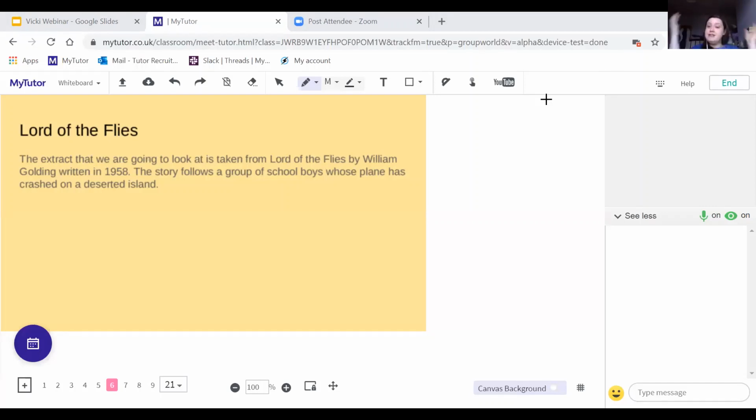You don't need to know the entire story to know what on earth is going on in this extract, and you won't be expected to know that in the exam. You will just be given a little short potted context. So this is what I've given you today.